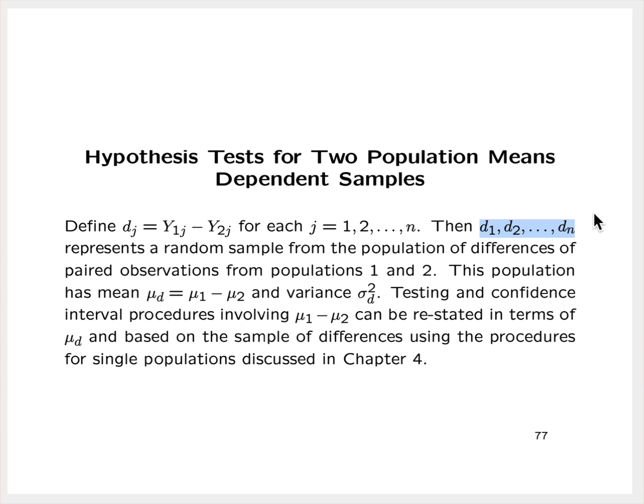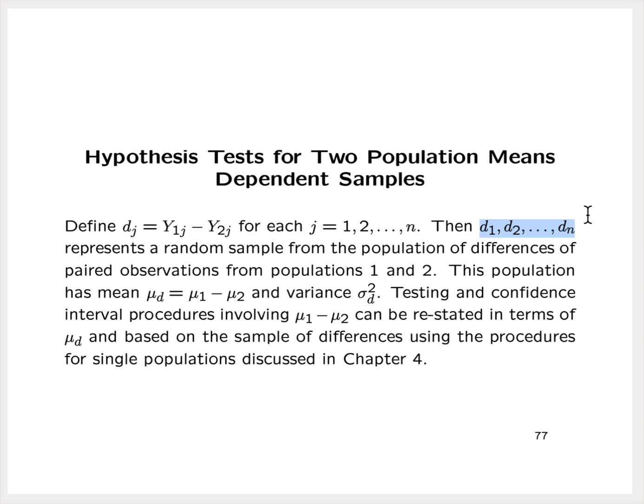And so this represents, because the individual samples, even though they're paired, were considered to be jointly a random sample of the paired observations. These differences then represent a random sample from the population of differences of paired observations from populations 1 and 2.